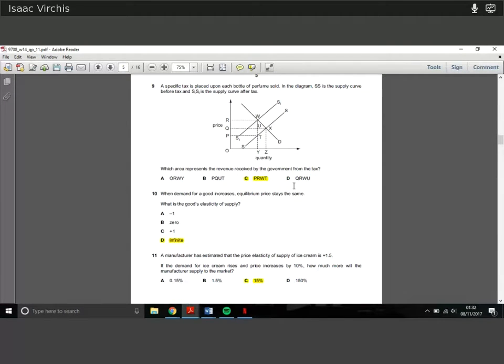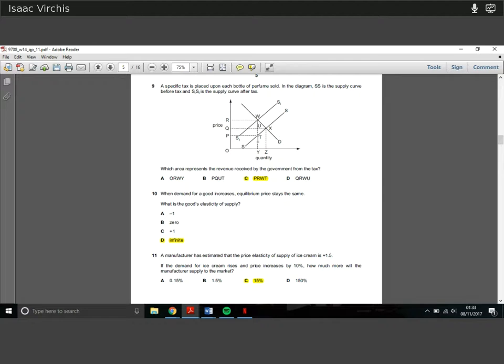Question nine here is showing a specific tax being placed upon a bottle of perfume sold. In the diagram, we have this initial supply curve, SS, and we know that after the tax, it shifts to this supply curve, ST. So what do we know about that? Well, the size of the tax is the vertical distance between these two supply curves, so the distance shifted. It's this W to T point there.